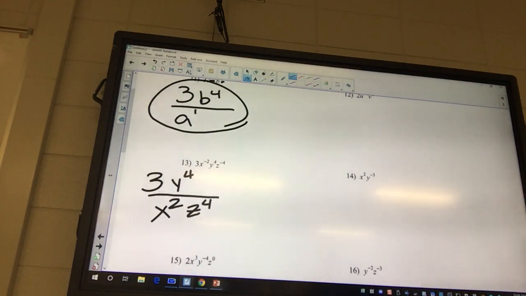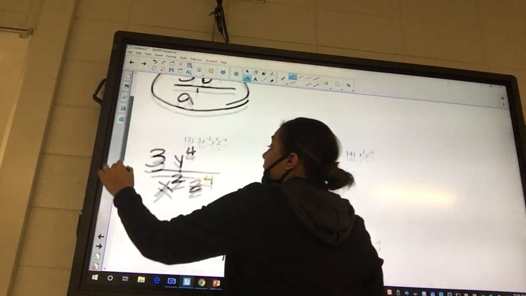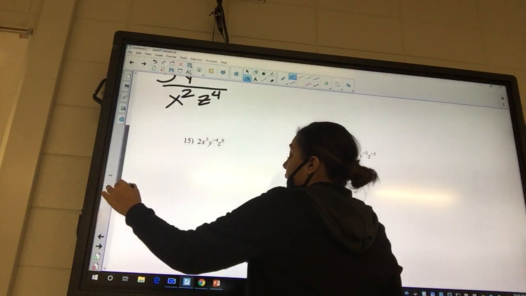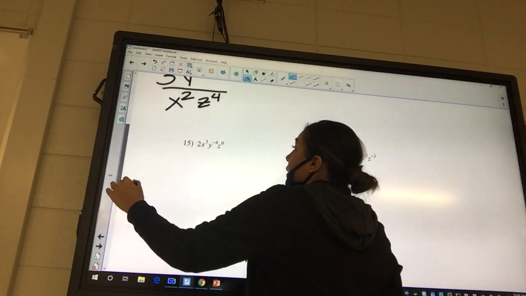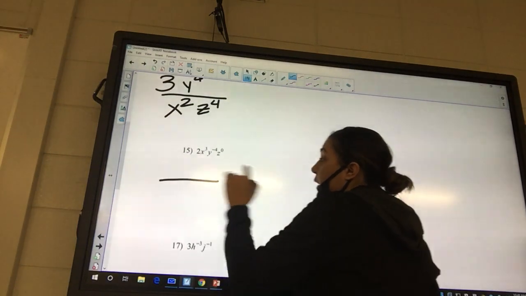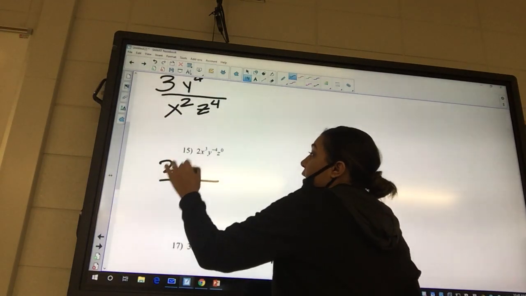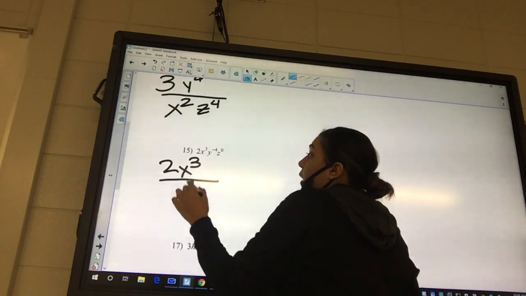So I know you can do these, right? And they're really fast. I want you to have both sheets done by today. Okay, 15 is the only one that some of you guys probably need to pay a little bit extra attention to. In 15, the 2 goes on top, x to the third, y to the negative 4 goes on the bottom.